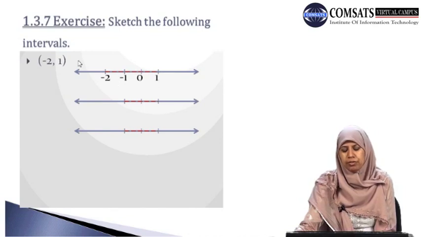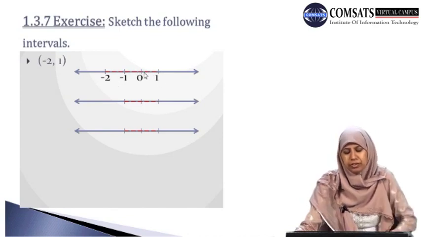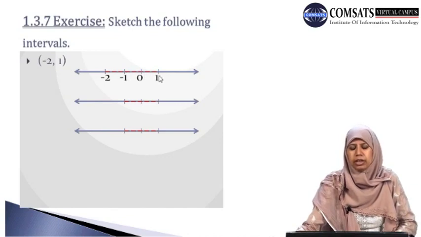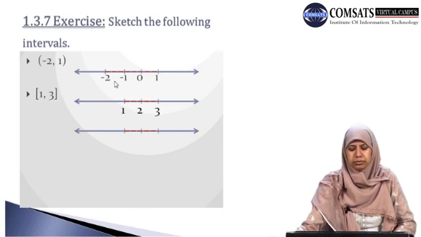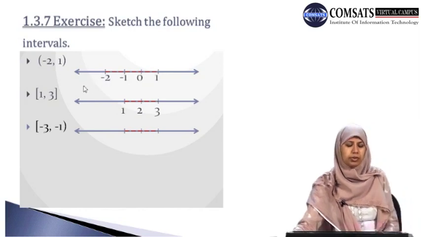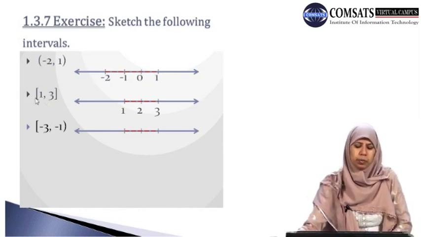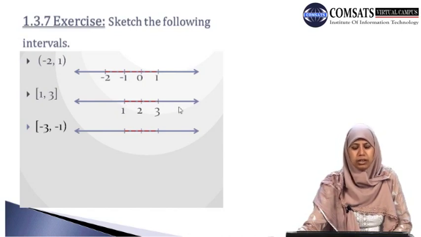So if we give a rough sketch of this interval on the real line, we have 1, 0, -1, -2, and both of them are not included. Second, we want to give an example of a closed interval, 1 to 3, where a is equal to 1 and b is equal to 3, with both endpoints included. Then we have 1, 2, 3 on our real line, and both the endpoints are included.